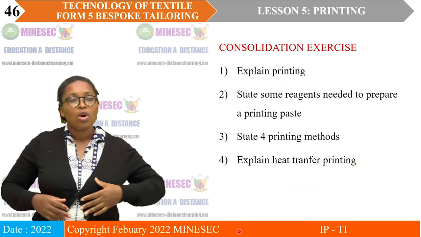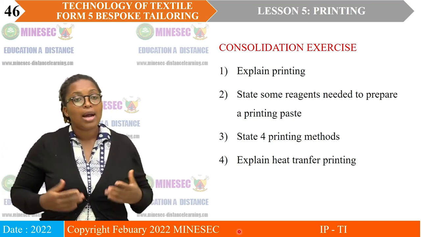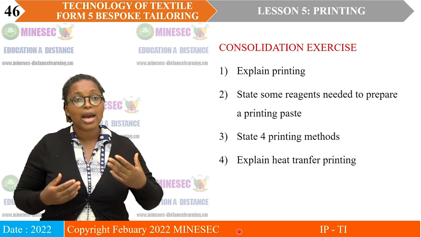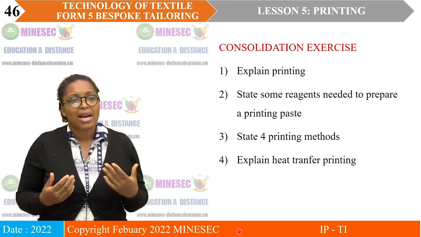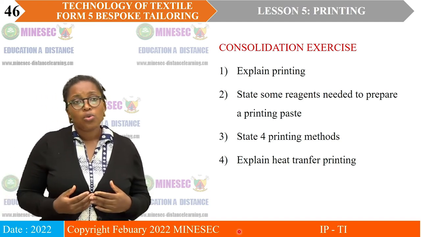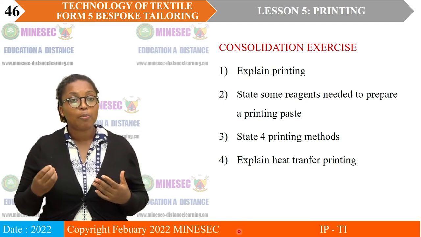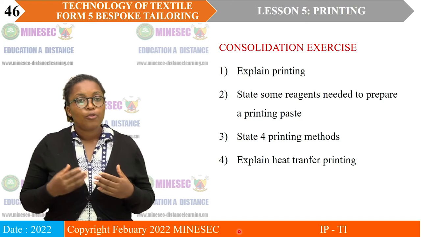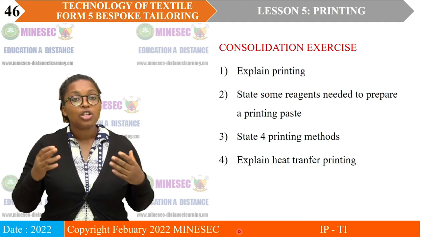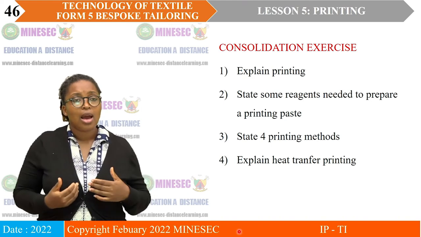So now we have gone through our lesson, and we are going to do an exercise to see if we have understood it, because this exercise will permit us to see if we have assimilated what we have learned during this session. First question, explain what printing is. Second question, state some reagents needed to prepare a printing paste. Third question, state four printing methods. Fourth question, explain heat transfer printing. This will enable you to see if we have attained the objective we set at the beginning of the lesson.